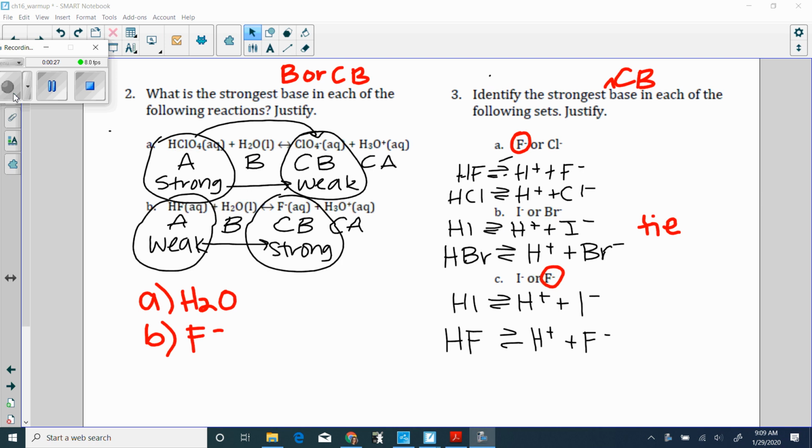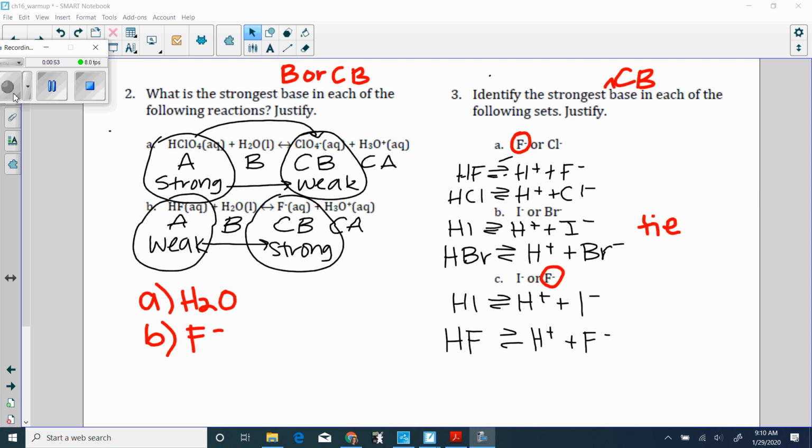So for letter B, HF is not a strong acid, so it has to be weak. Like it either can be strong or weak. So if it's not on that list, it's got to be weak. So that means the conjugate base has to be strong. So the question, which one is the stronger base? My only options are the base or the conjugate base. And if my conjugate base is strong, that is going to be the answer, okay?